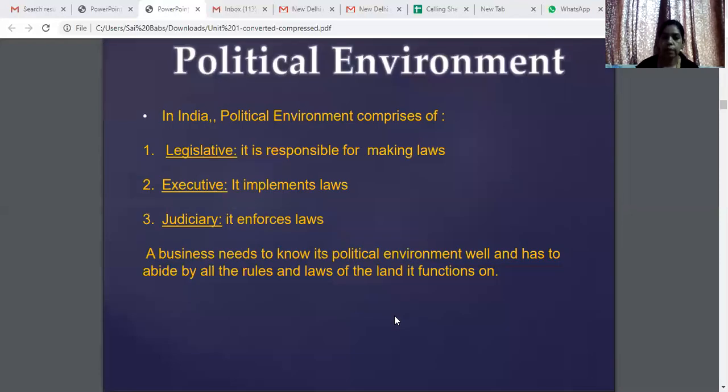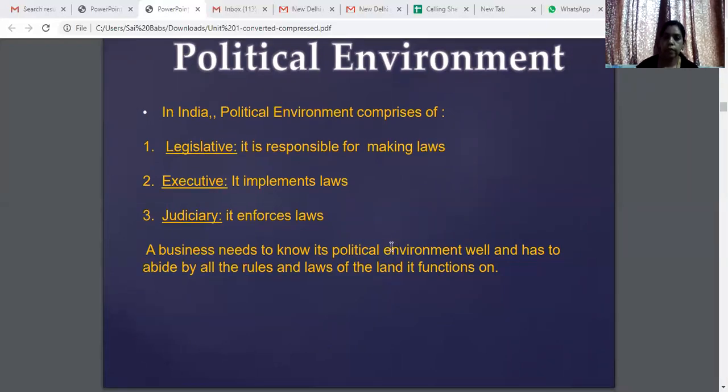Then political environment. Political environment in India, if we just talk about India, it comprises the legislative, they make the law, executive, they implement the law, and judiciary, they enforce the law. So the political environment is divided into three parts in India.